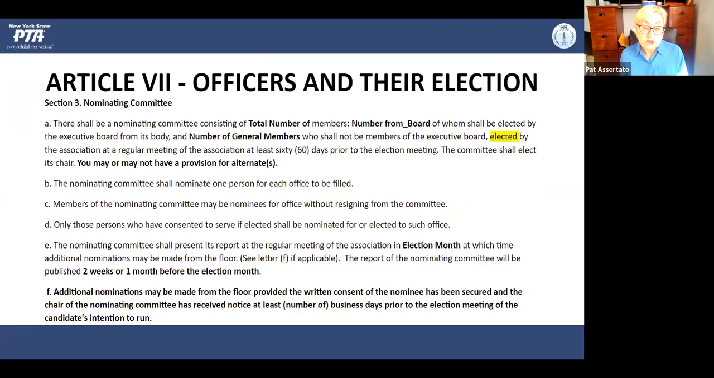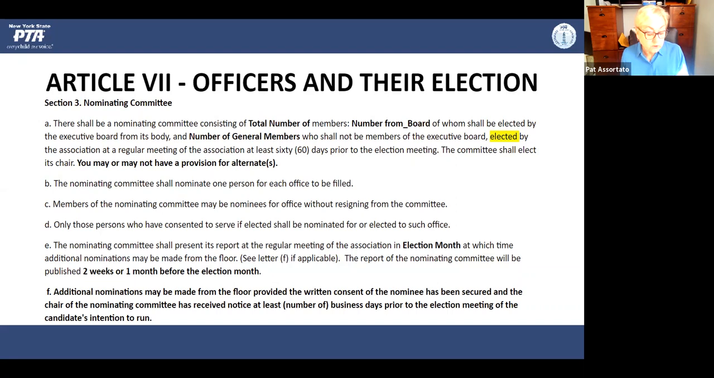Article 7, Section 3 prescribes the makeup of your nominating committee. Please note the word elected. The nominating committee is always elected, not chosen. It also prescribes the charge of the committee, the ability of members of the committee to be nominated for a position, and the requirement of consent from the nominees.